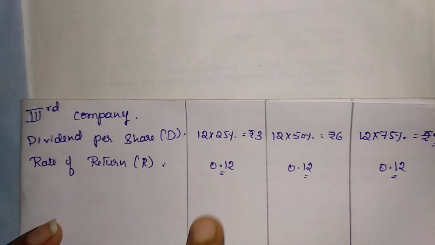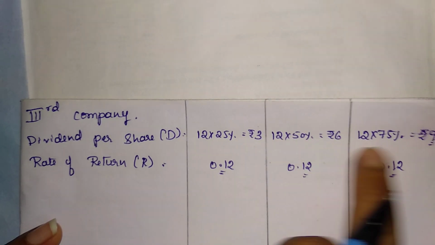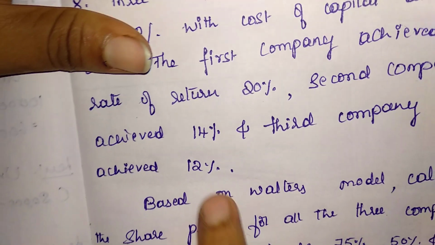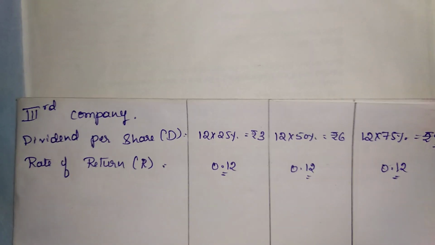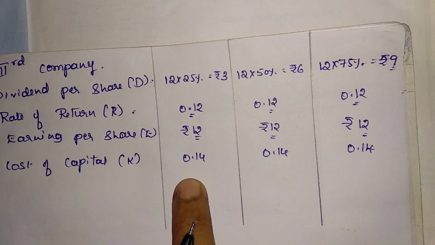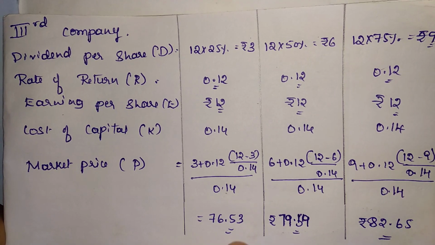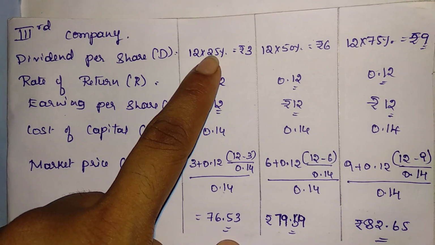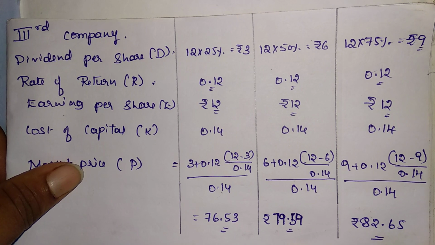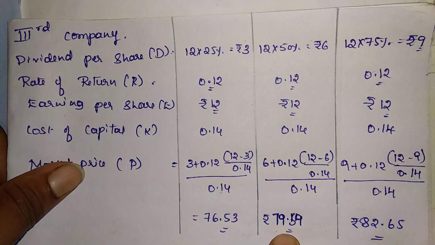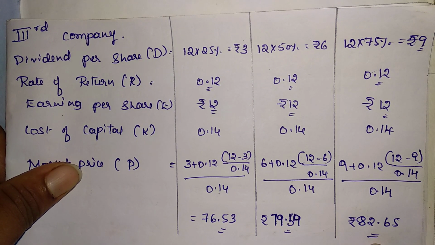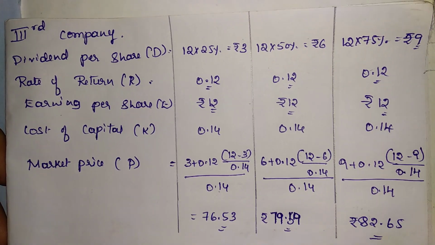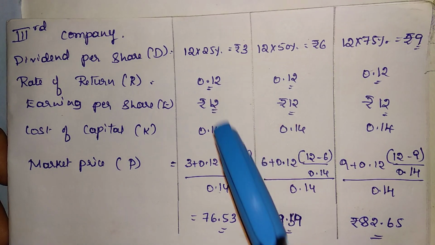Third company: dividend per share 3, 6 and 9. The third company achieved a rate of return of 12%, 0.12. EPS and cost of capital are the same. In case of the third company, market price when payout ratio is 25% is 76.53, at 50% market price is 79.53, and rupees 82.65 when payout ratio is 75%. So this is a declining firm because rate of return is less than cost of capital.